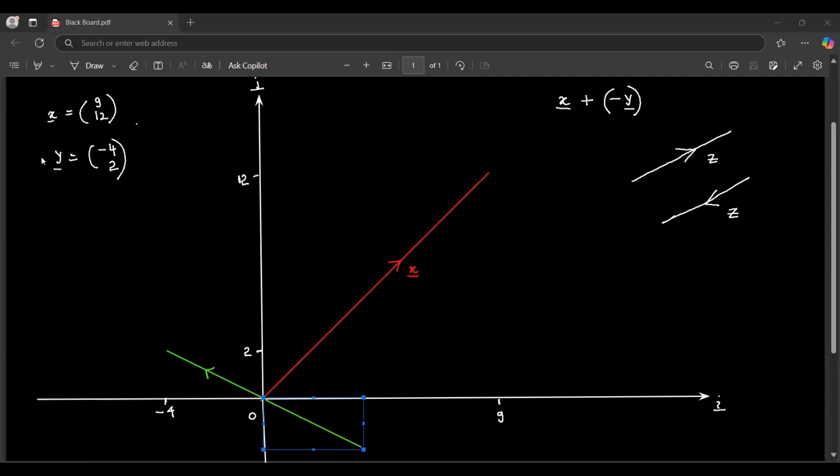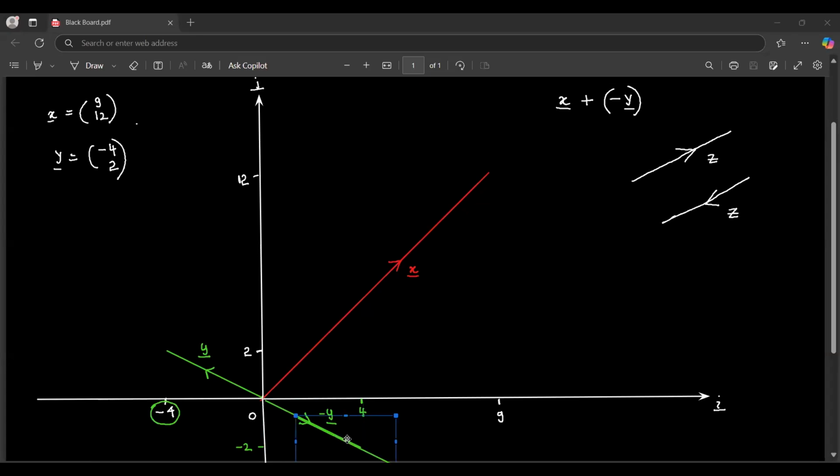Why? I'm adding a minus y to this. So if this is y, this will be minus y. You can see that, right? So here, if this is minus 4, the minus value of my y will be 4. And if this is 2, the minus value will be minus 2. Now we normally do the addition. Okay, what are we going to do? The addition. Well, see here.